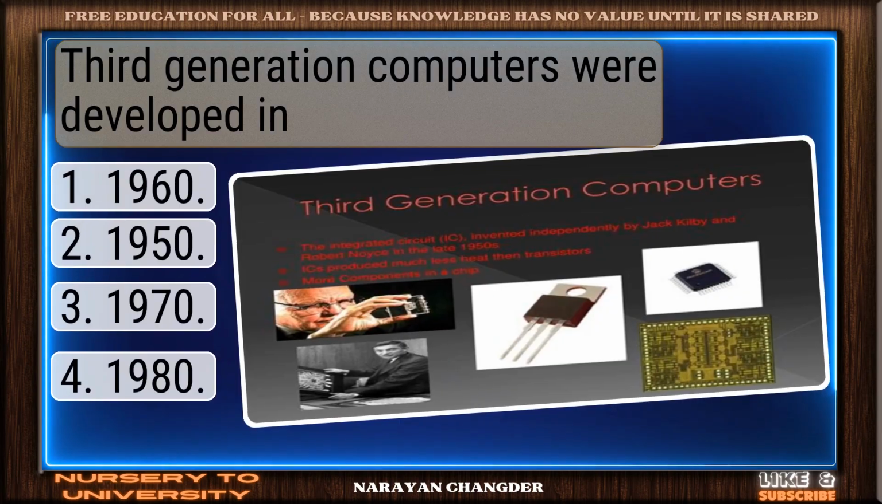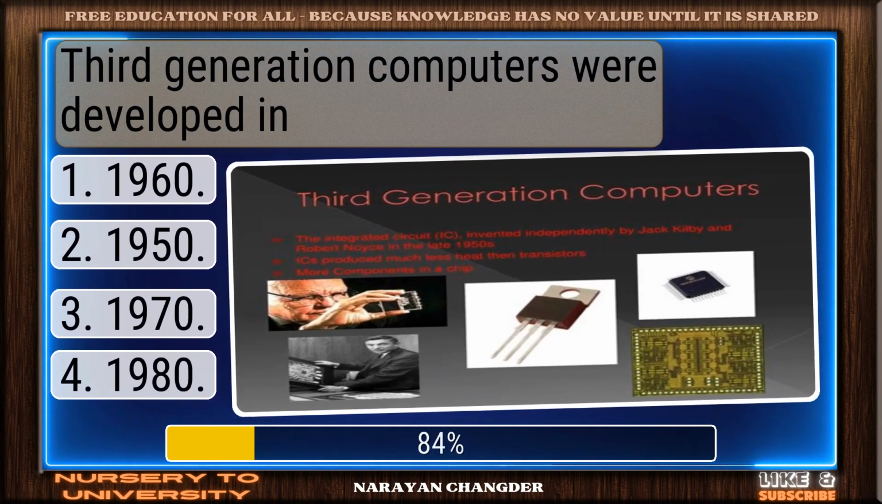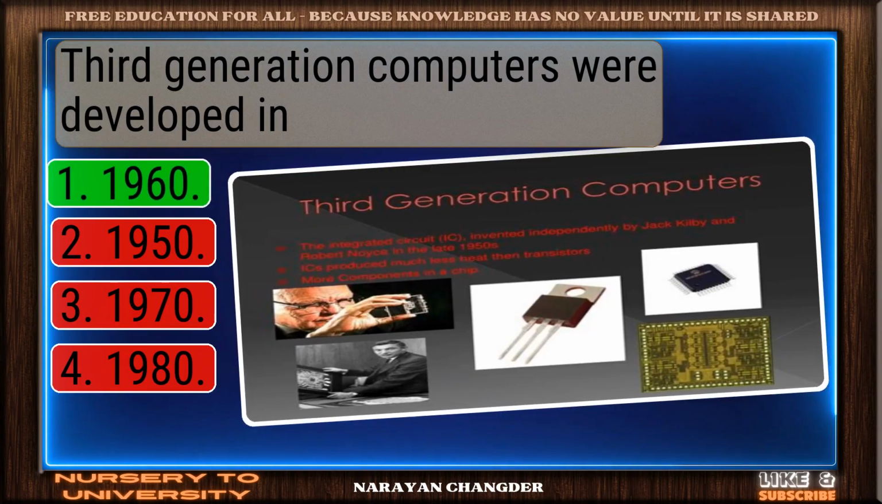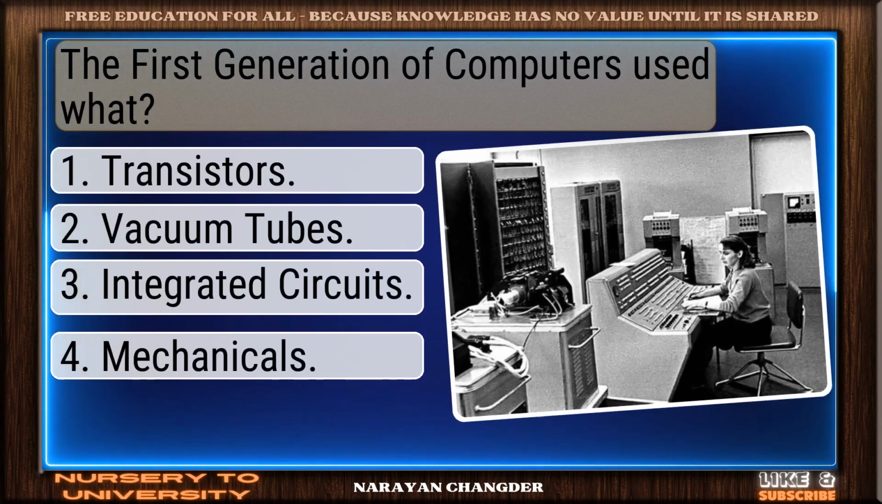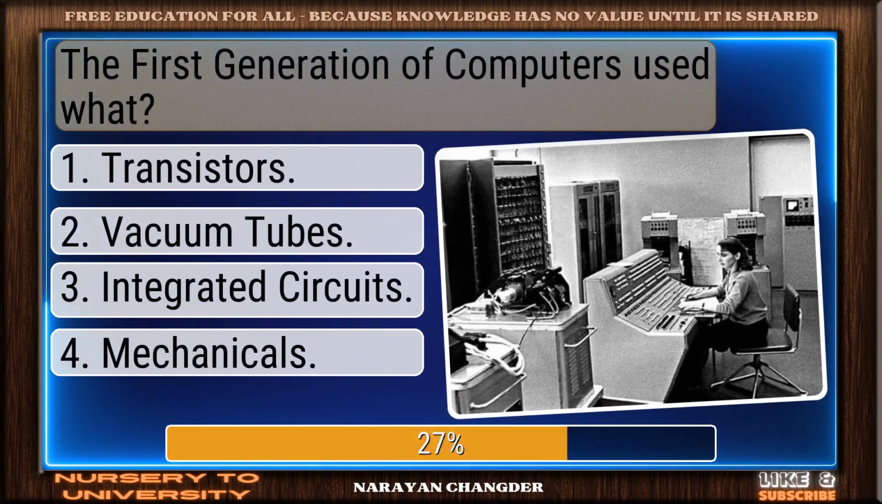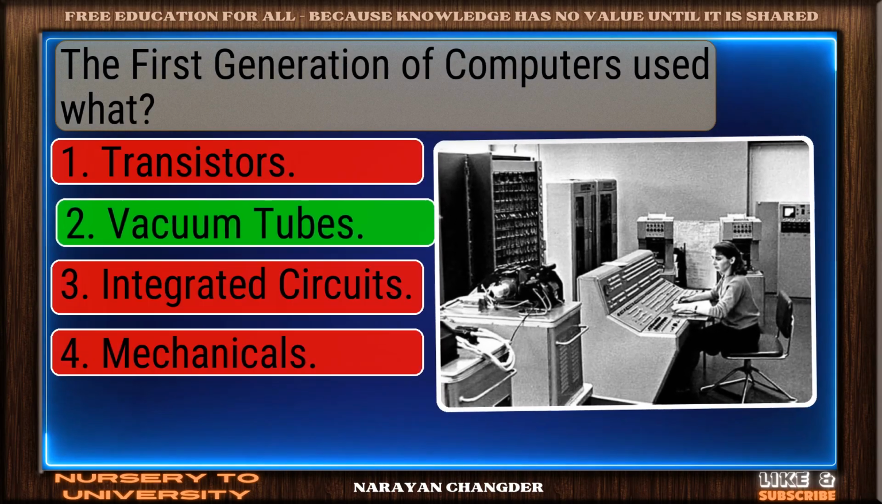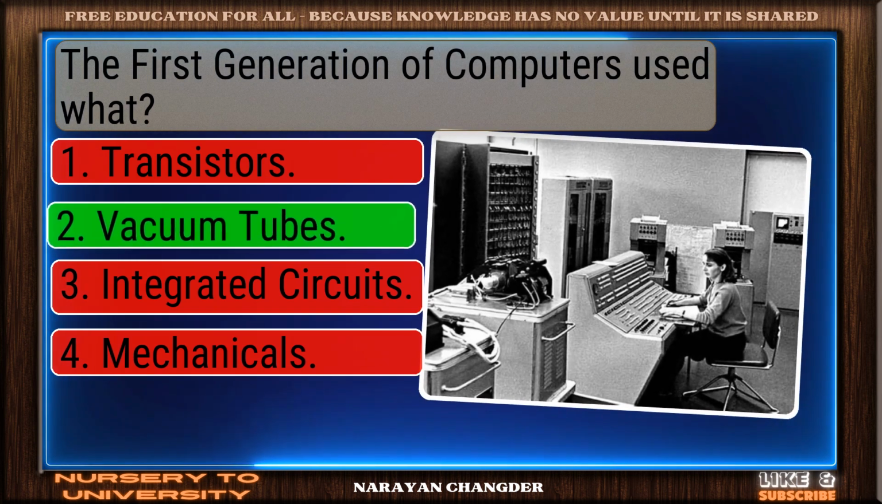Question number 31. Third-generation computers were developed in? Correct response. 1960 is the most accurate answer. Question number 32. The first generation of computers used what? Well picked. Vacuum tubes is the correct answer.